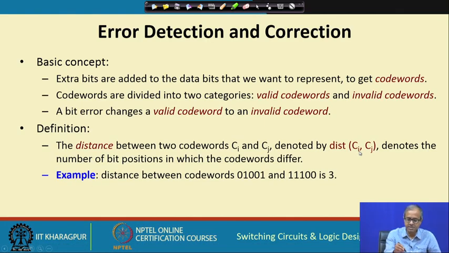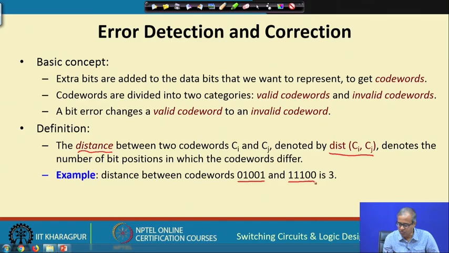Let us talk about one definition here, distance between code words. Let us say we have two code words Ci and Cj. The distance between them, sometimes denoted as distance Ci, Cj, basically means how many bit positions are different between Ci and Cj. Let us take a specific example. Consider code words 01001 and 11100. How many positions are different? First position is 0 and 1, it is different. Second position is same, third position is different, fourth position is same, fifth position is different. So, the number of differing positions is 3. We say that the distance between the code words is 3. The reason we are talking about distance is that the distinction between valid and invalid code words is often based on the concept of this distance.